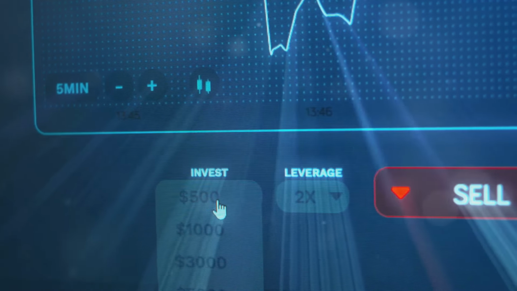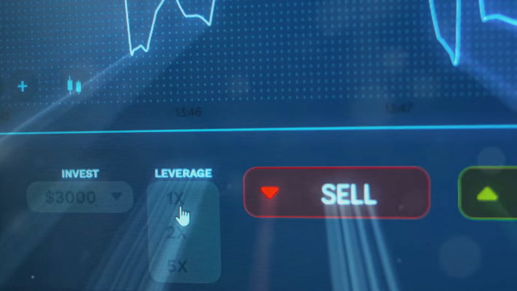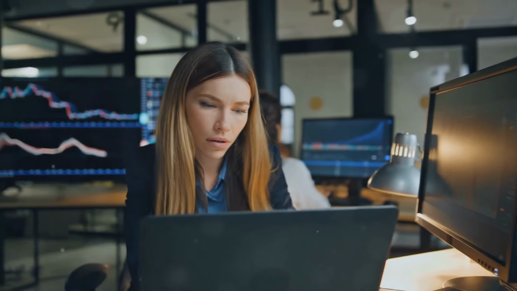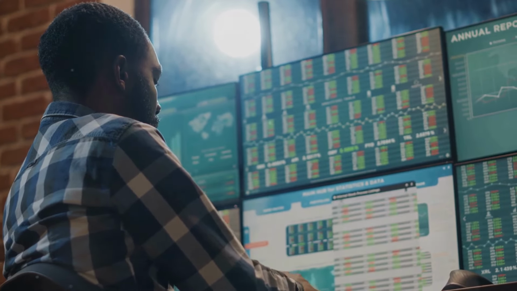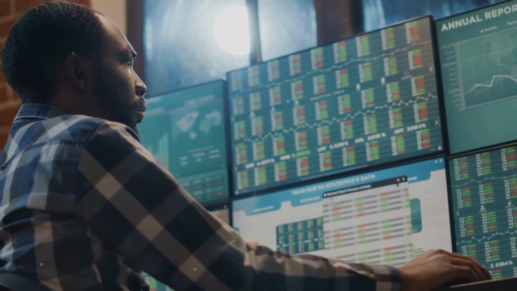A margin call occurs when your account balance falls below the required margin to maintain open positions. With a small account, even a minor market fluctuation can trigger a margin call, leading to forced liquidation of your trades. Another risk is overtrading.